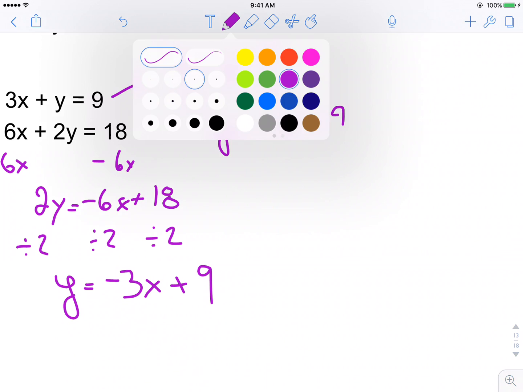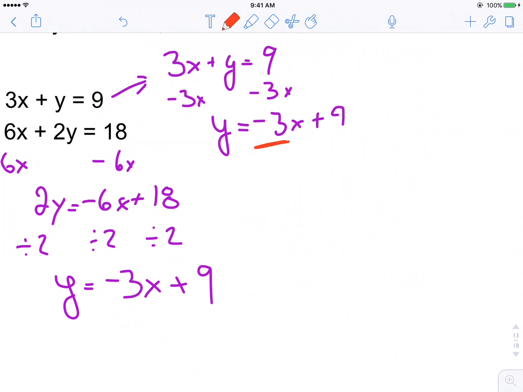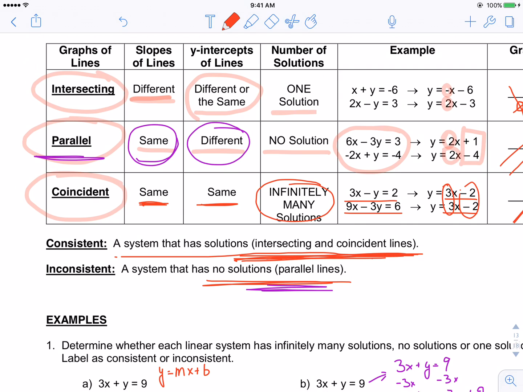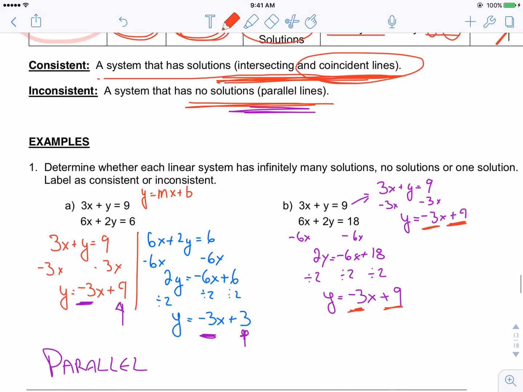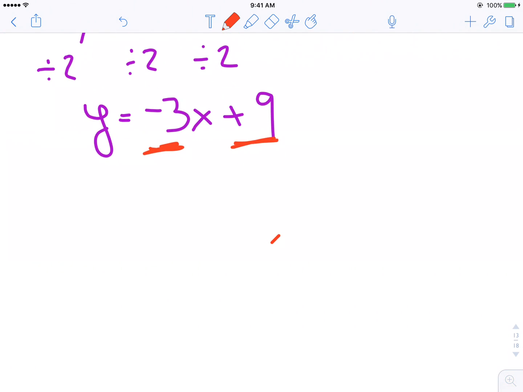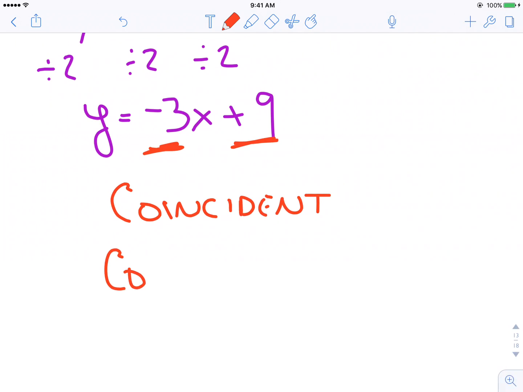Well, look, lo and behold, we have an equation that has the same slope. We also have an equation with the same y-intercept. If you remember, that's great. If you don't, we check our table. Same slope, same y-intercept. We have coincident lines, and coincident lines are consistent. There is a solution. So we have coincident lines, and they are consistent.